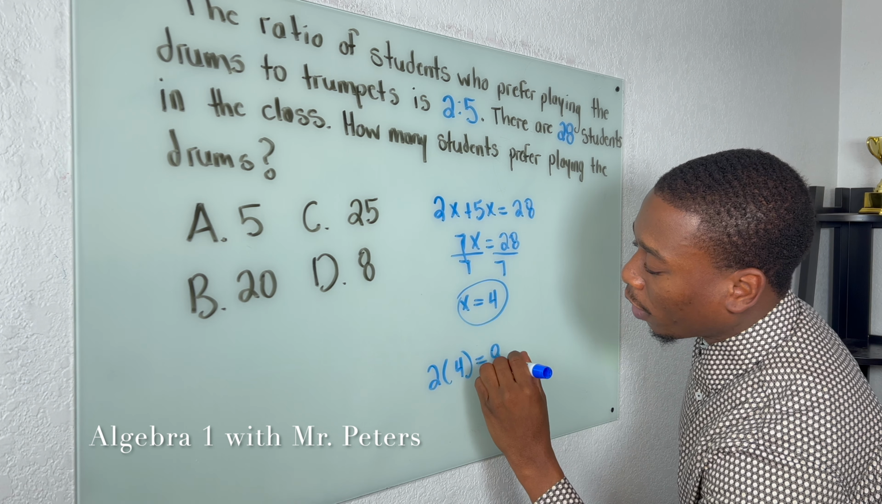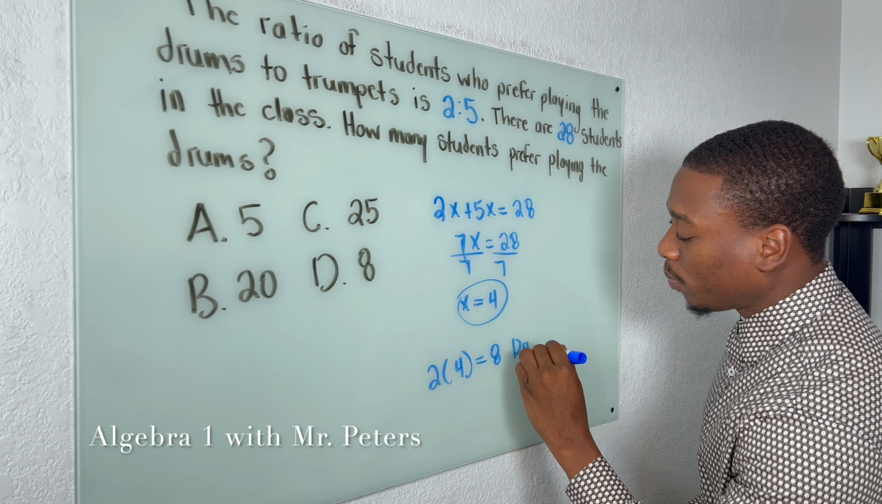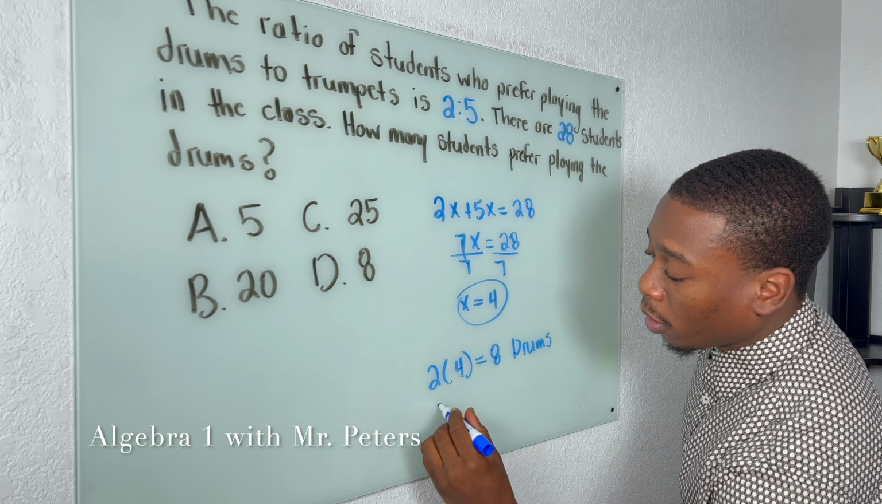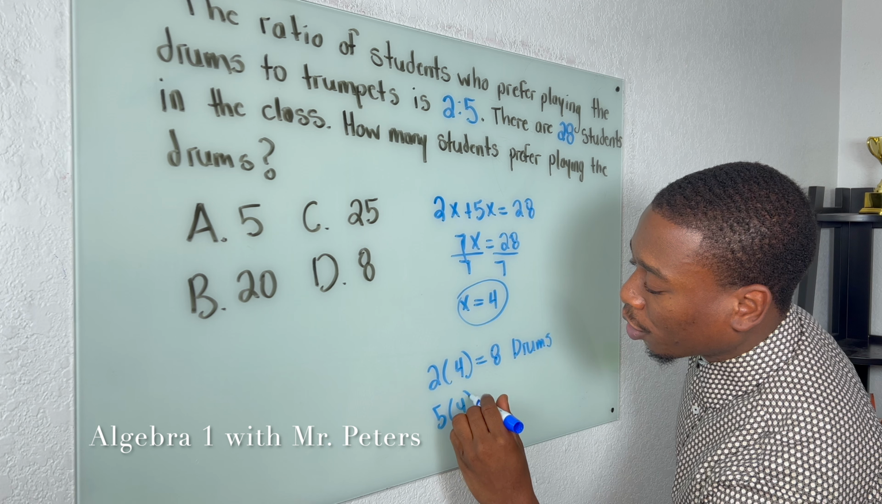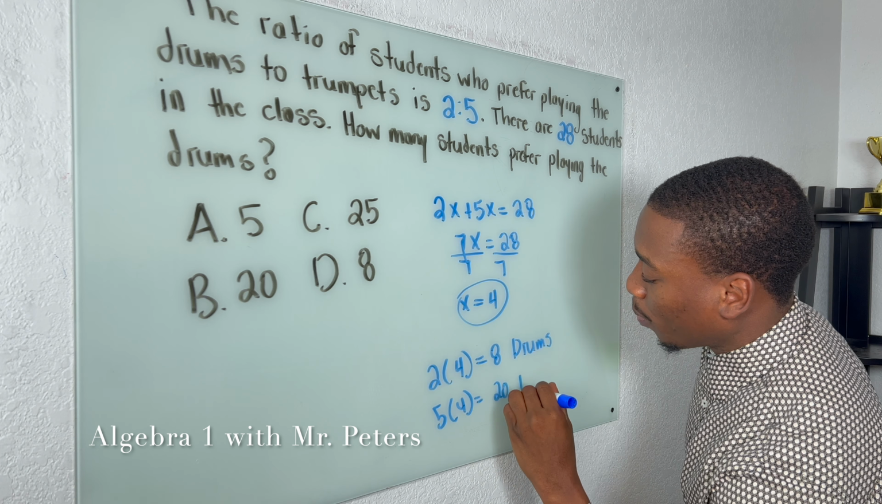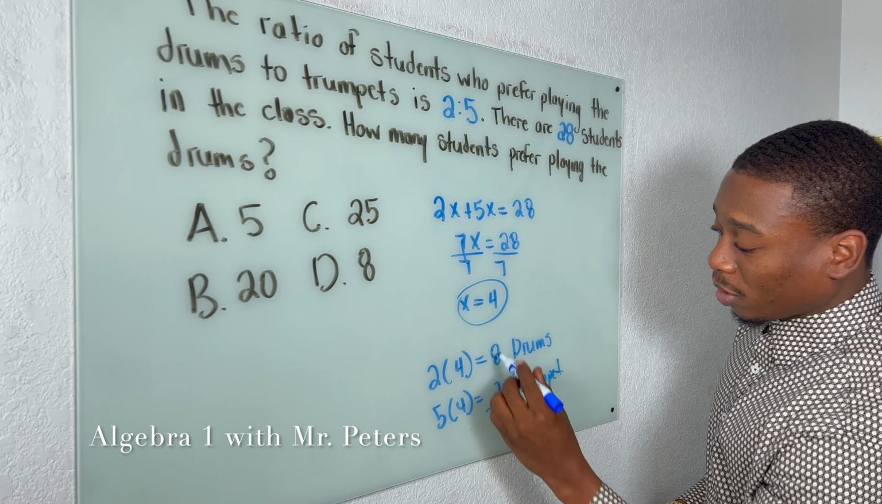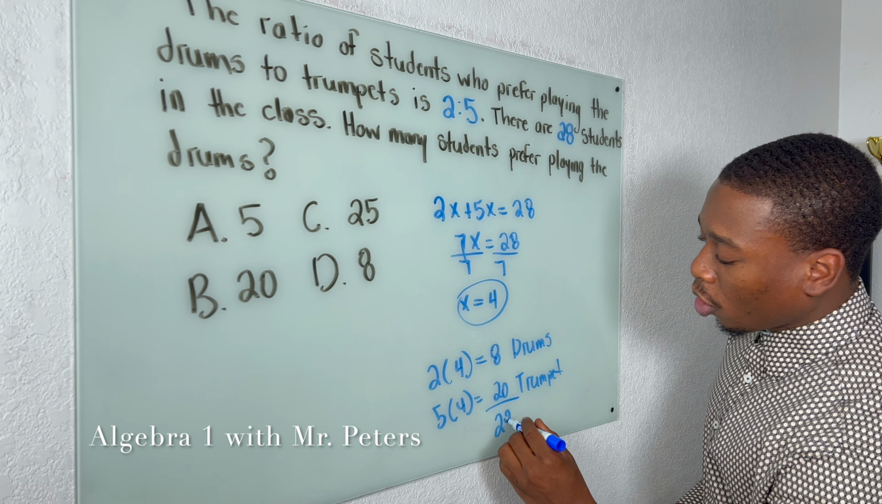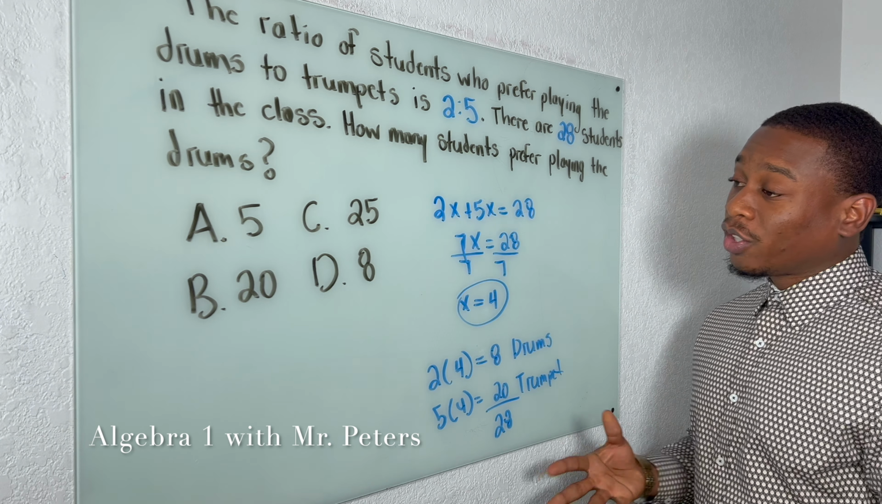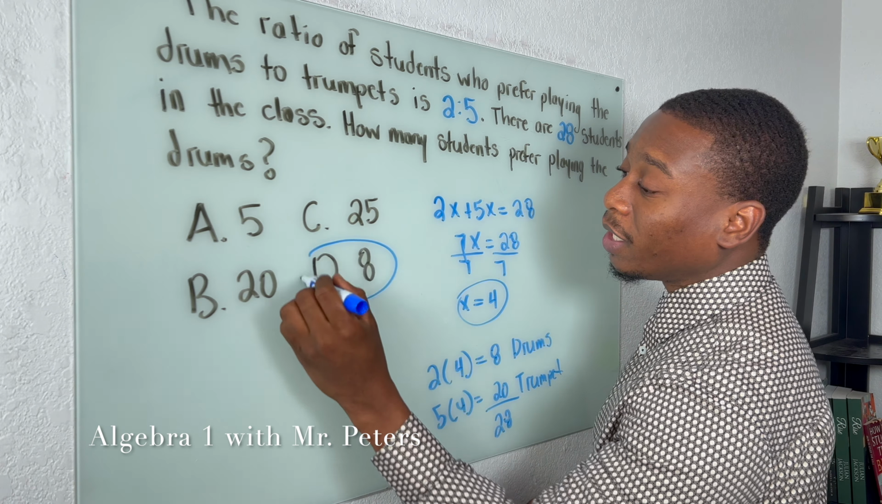that we're going to get 8 students that prefer the drums, and we're going to get 20 students that prefer the trumpet. And when we add both of these answers together, that 20 and the 8, we're going to get 28. So we know our answer would be D.